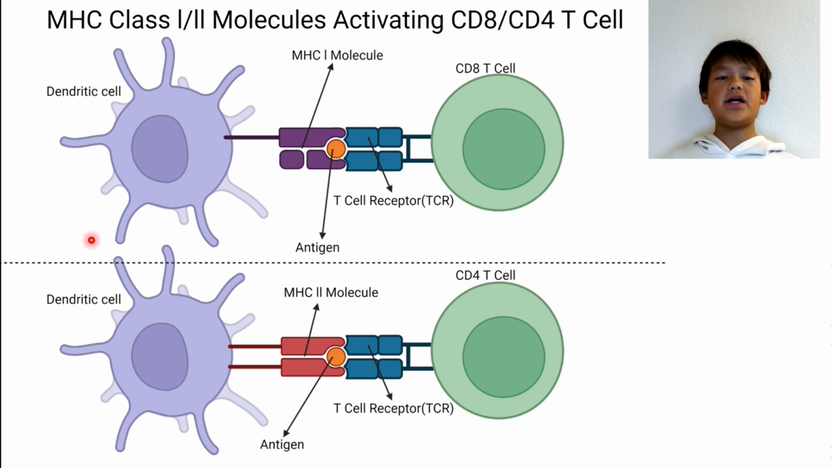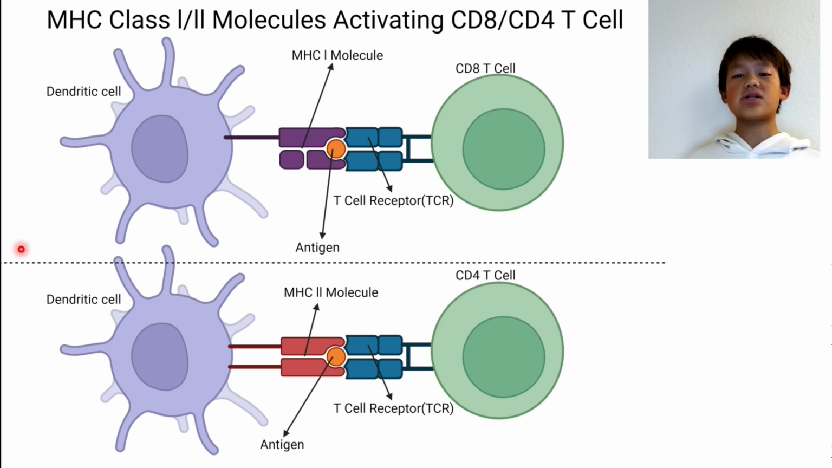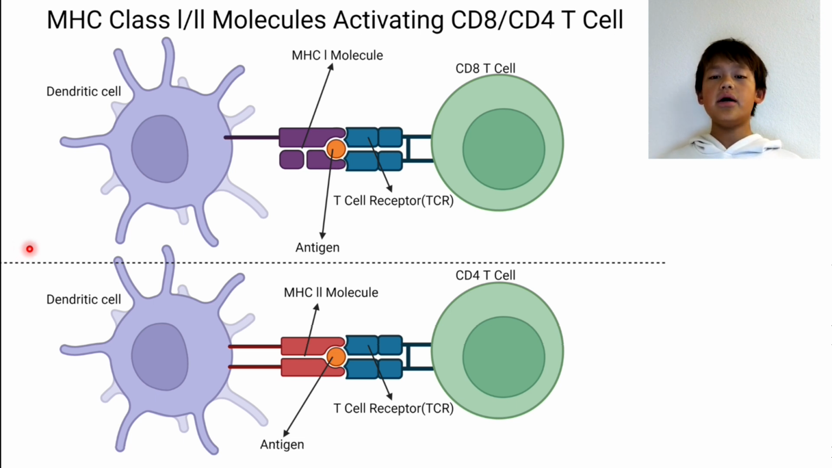The last thing I'm going to talk about is MHC class I and MHC class II. The 4 main differences between these two molecules include number 1, the shape. As you can see, the MHC class I has 1 long segment, 1 medium-sized segment, and 1 short segment, but the MHC class II has 2 long segments.